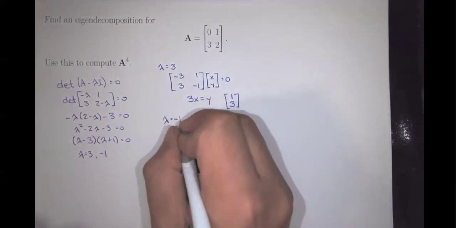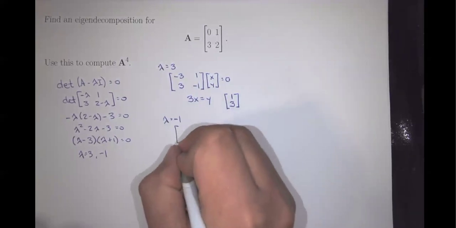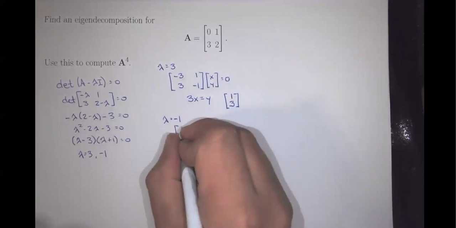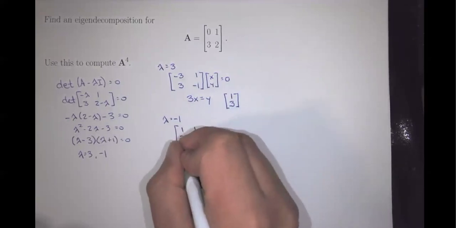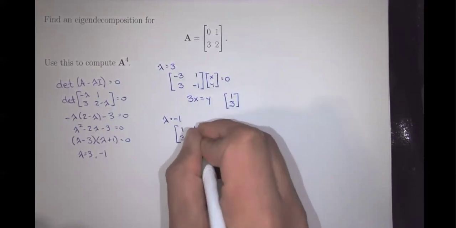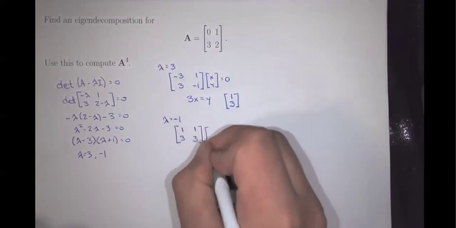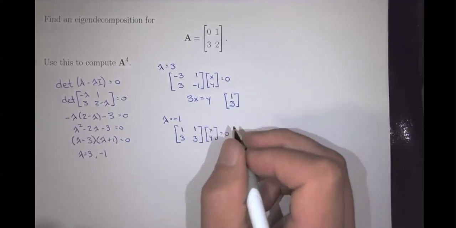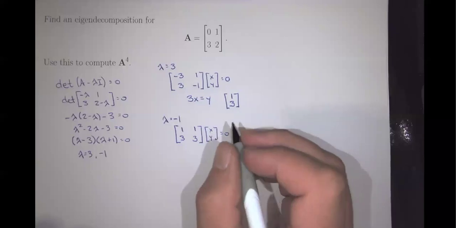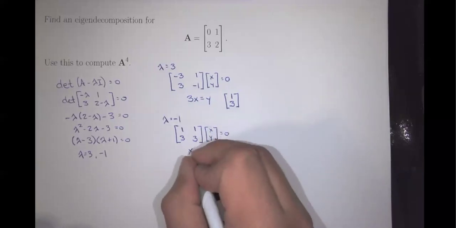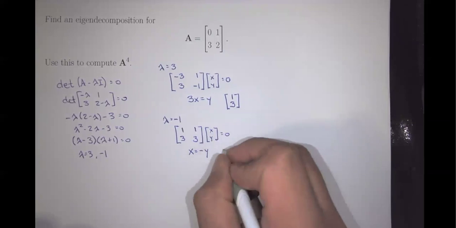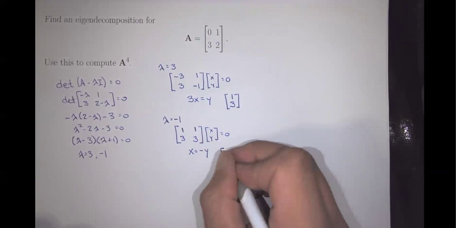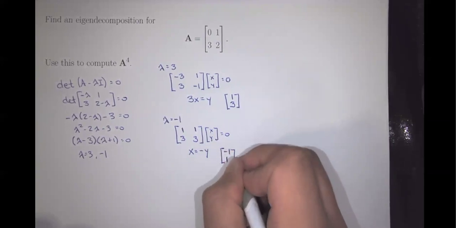Lambda equals negative 1. We get negative 1 is positive 1. 1, 3, 2 minus 1 is 3. And so here we have x is equal to negative y. And so our eigenvector here is, if y is equal to 1, x is equal to negative 1.